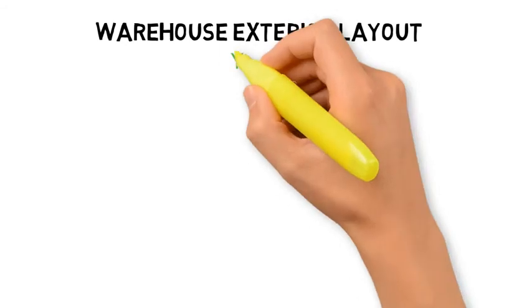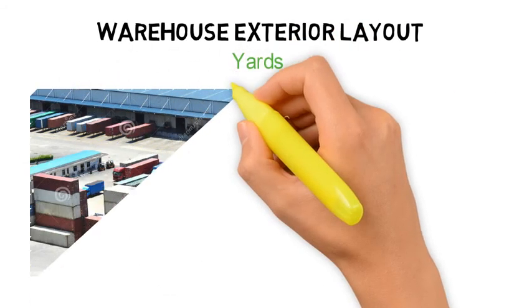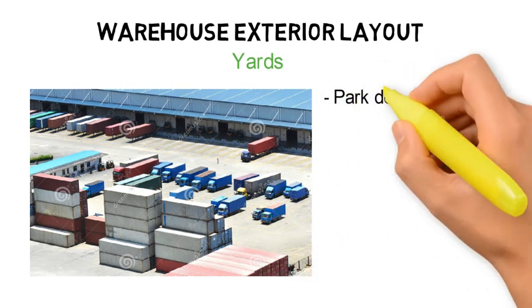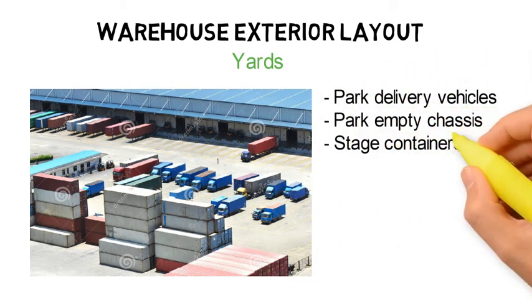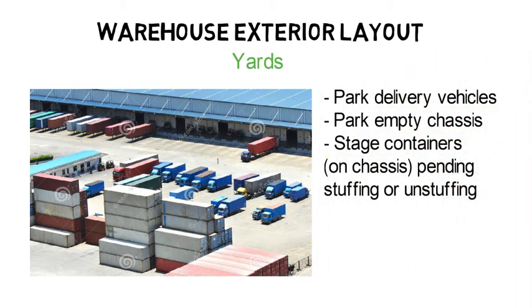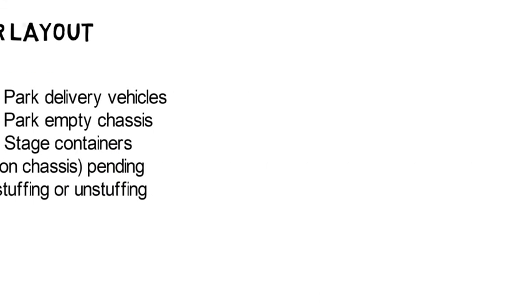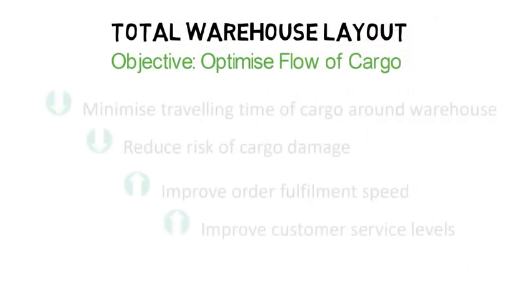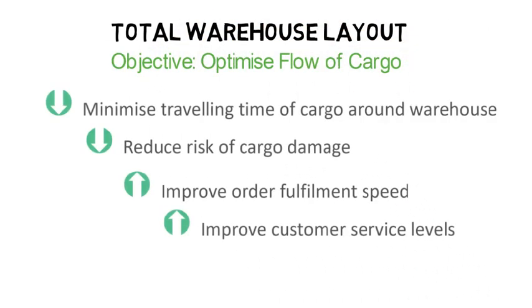Another often overlooked factor in warehouse design is the provision of a suitably sized yard or parking space for delivery vehicles and container chassis which are not in use, as well as containers mounted on a chassis pending stuffing or unstuffing. A total warehouse layout is made out of both the internal and the external layouts. The objective is the optimization of flow of cargo. A good layout minimizes the traveling time of cargo around the warehouse. It reduces the risk of cargo damage, improves order fulfillment speed, and improves customer service levels.